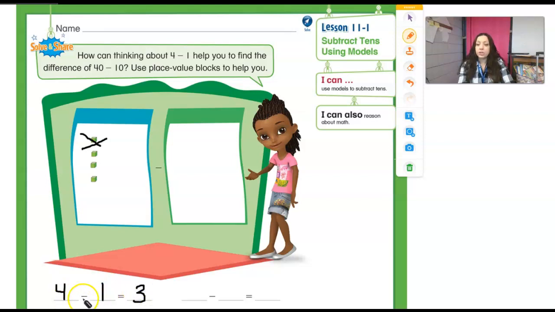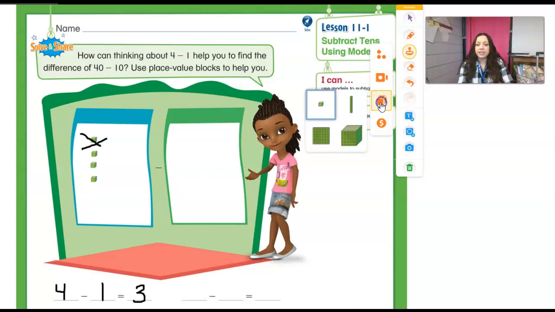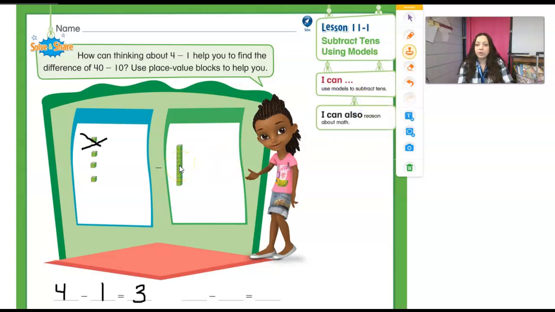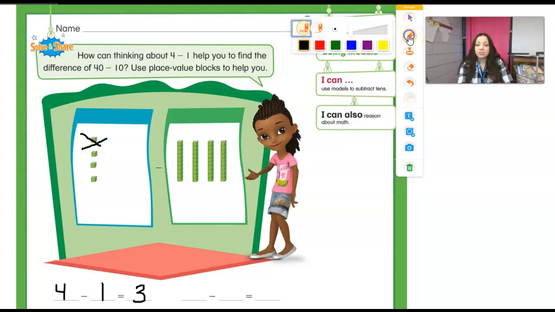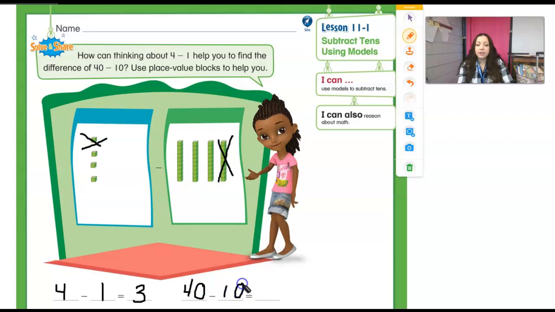Okay, so if I know that 4 take away 1 equals 3, now I want to try 40 take away 10. So let me get my tens out. And so I'm going to try to make 40. And 40 is how many tens? 4 tens. That's right. So 1, 2, 3, 4. And remember, I can count to make sure by tens and say 10, 20, 30, 40. And I'm going to take 1 ten away. So I'm going to cross off that 1 ten. Okay? So now my problem was 40. I took away 10, and I'm left with what? 1, 2, 3 tens, which is 10, 20, 30.